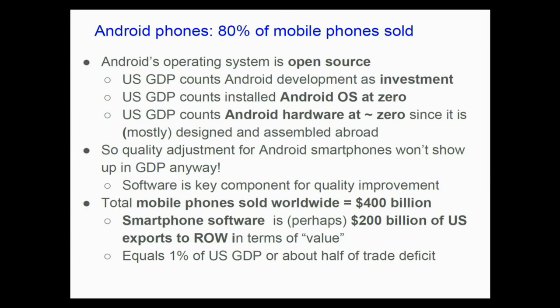So it gets to be very tricky from the viewpoint of how that goes into GDP, and it's important because if you look at that $400 billion worth of trade in mobile phones, and you think maybe half of that, I think that's an underestimate, but let's say half of that is in the value of the software, well, that cuts the US trade deficit in half. If you counted that as an export, then you'd have a very different picture of what the trade deficit looked like in the US.